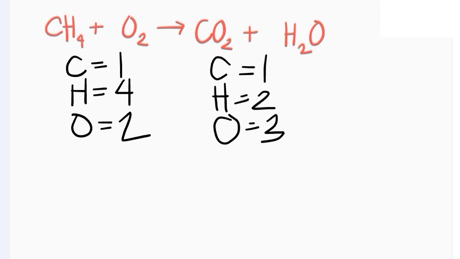So, as you can see, our carbon atoms are equal. But our hydrogen atoms and oxygen atoms are not equal. As you can see, we have 4 hydrogen here, and on the other side we have 2. And here we have 2 and we have 3 oxygen atoms. They are not equal. And in order to fix this, we should balance this equation. So, the hydrogen here is 4, the hydrogen here is 2. So, how many times do you multiply the 2 to make it equal to the 4 in the reactant side? So, we divide 4 by 2, that will be 2.